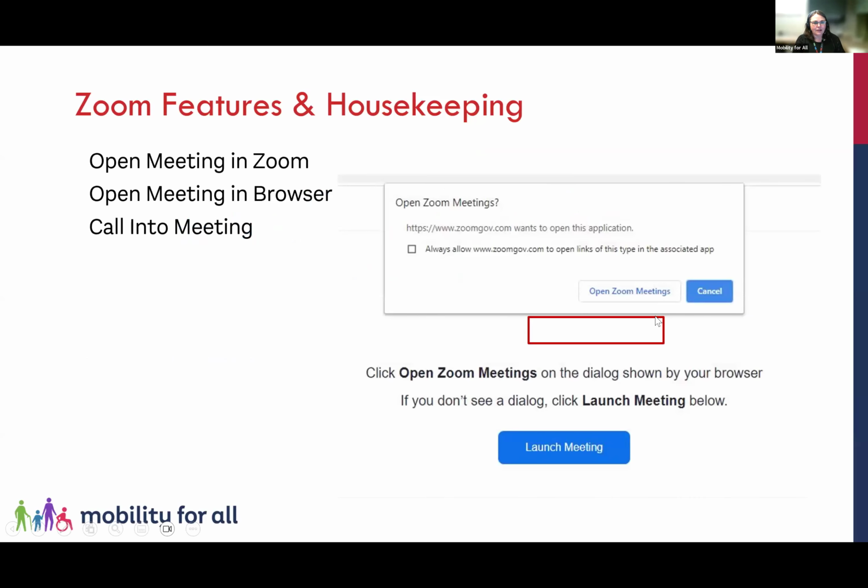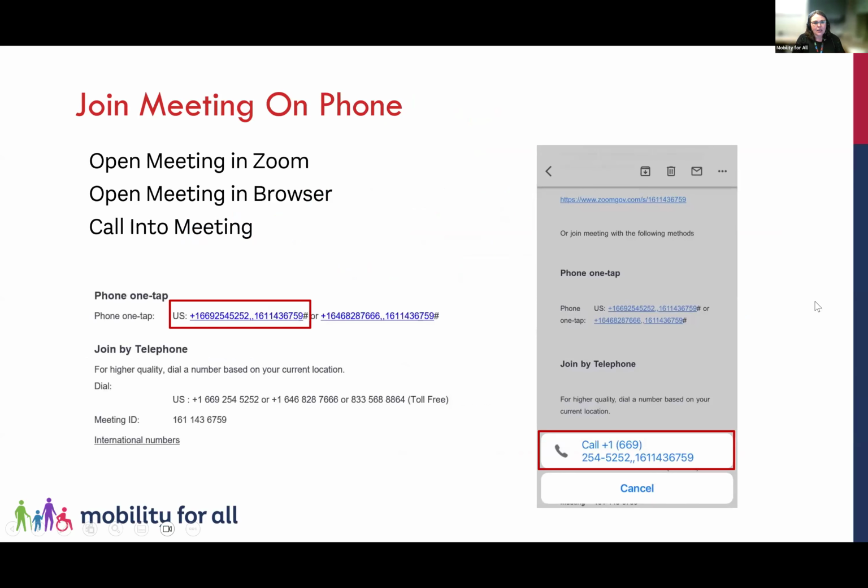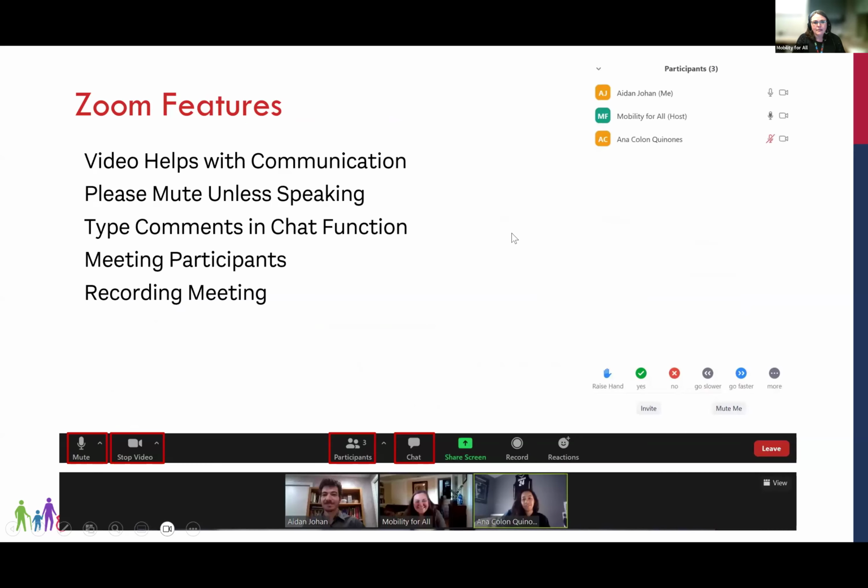I know that we all know how to do this, but just a reminder on the Zoom features. You can join from your browser or the app, and you can call into the meeting as well if you lose internet access. When you registered for the meeting, you should have gotten a one tap number. If you lose internet connection, click on that and you can listen in to the discussions today.